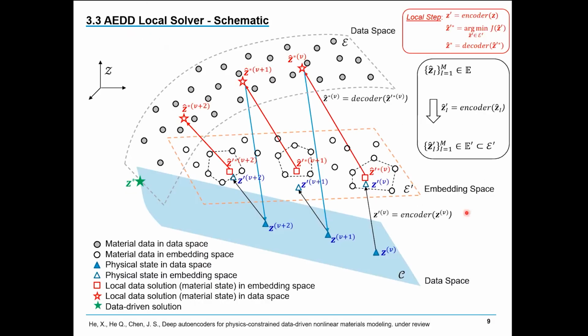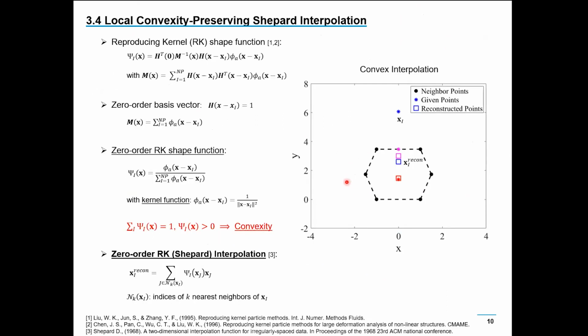And here in the embedding space, we have a local convex reconstruction. This reconstruction is based on a Shepard interpolation scheme that uses reproducing kernel shape functions. We introduce a zero-order basis in the basis vector of the reproducing kernel shape function, so that we get a zero-order reproducing kernel shape function. And we define the kernel function as an inverse distance function so that the reproducing kernel shape functions satisfy partition of unity and positivity. And they can be used for efficient convex reconstruction.